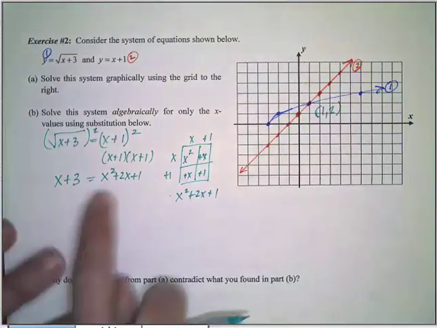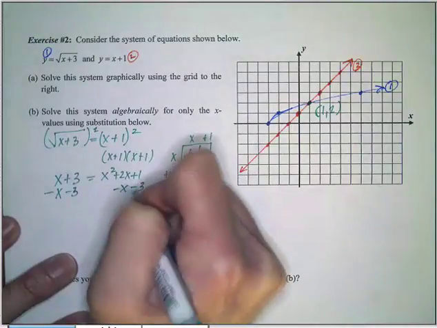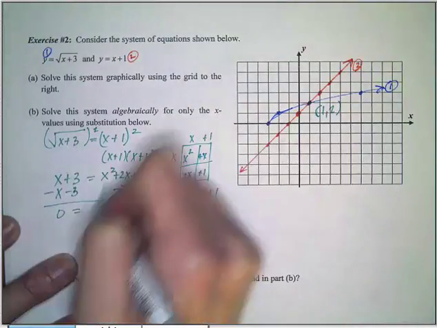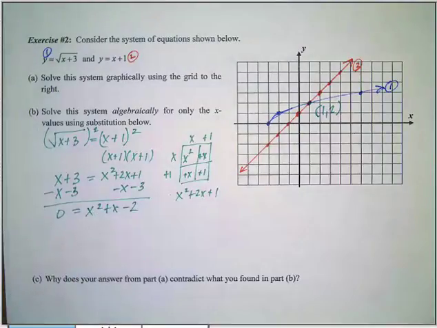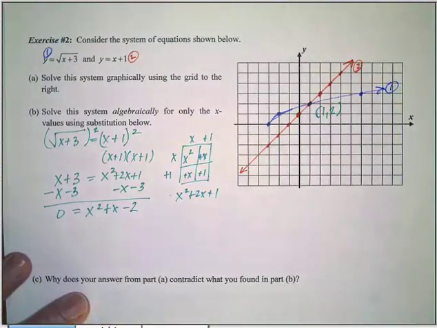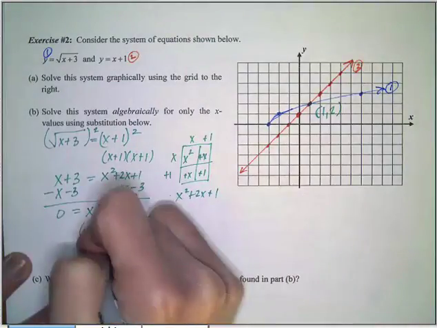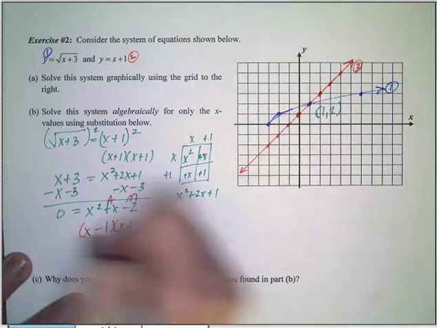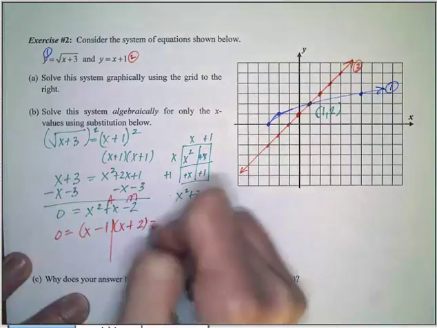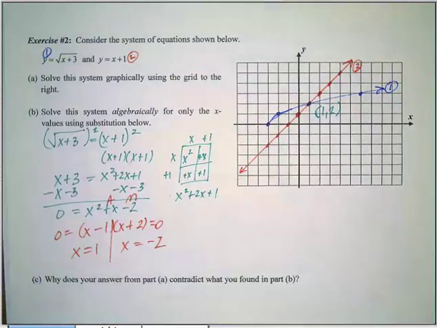I have a power, so I want to get it equal to 0 so I can factor. I'm going to line up the like terms there. So I have x squared plus x minus 2. The good news is it's an easier trinomial. So what multiplies to -2 and adds to 1? You should be saying 2 and 1. +2, -1. Set my factors equal to 0. I get x equals 1 and x equals -2.